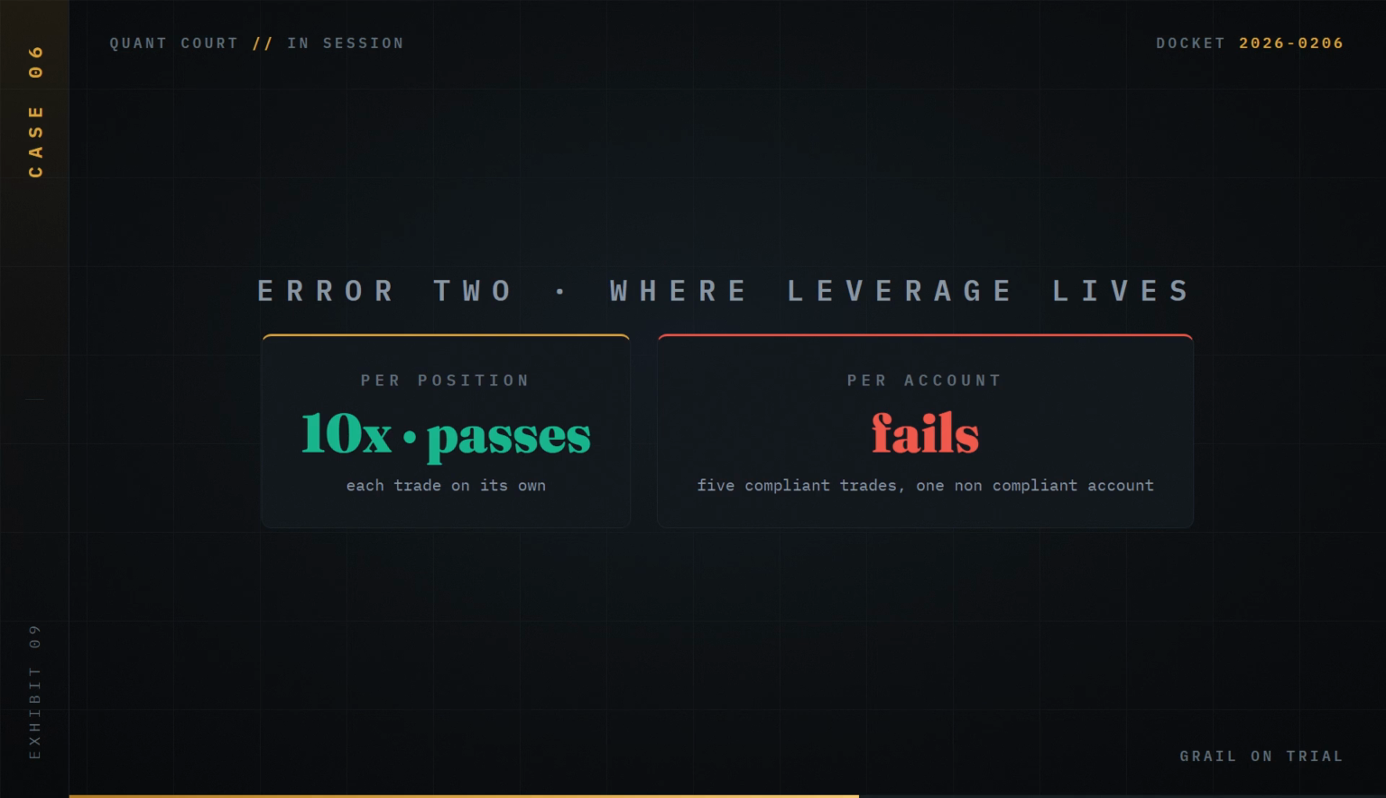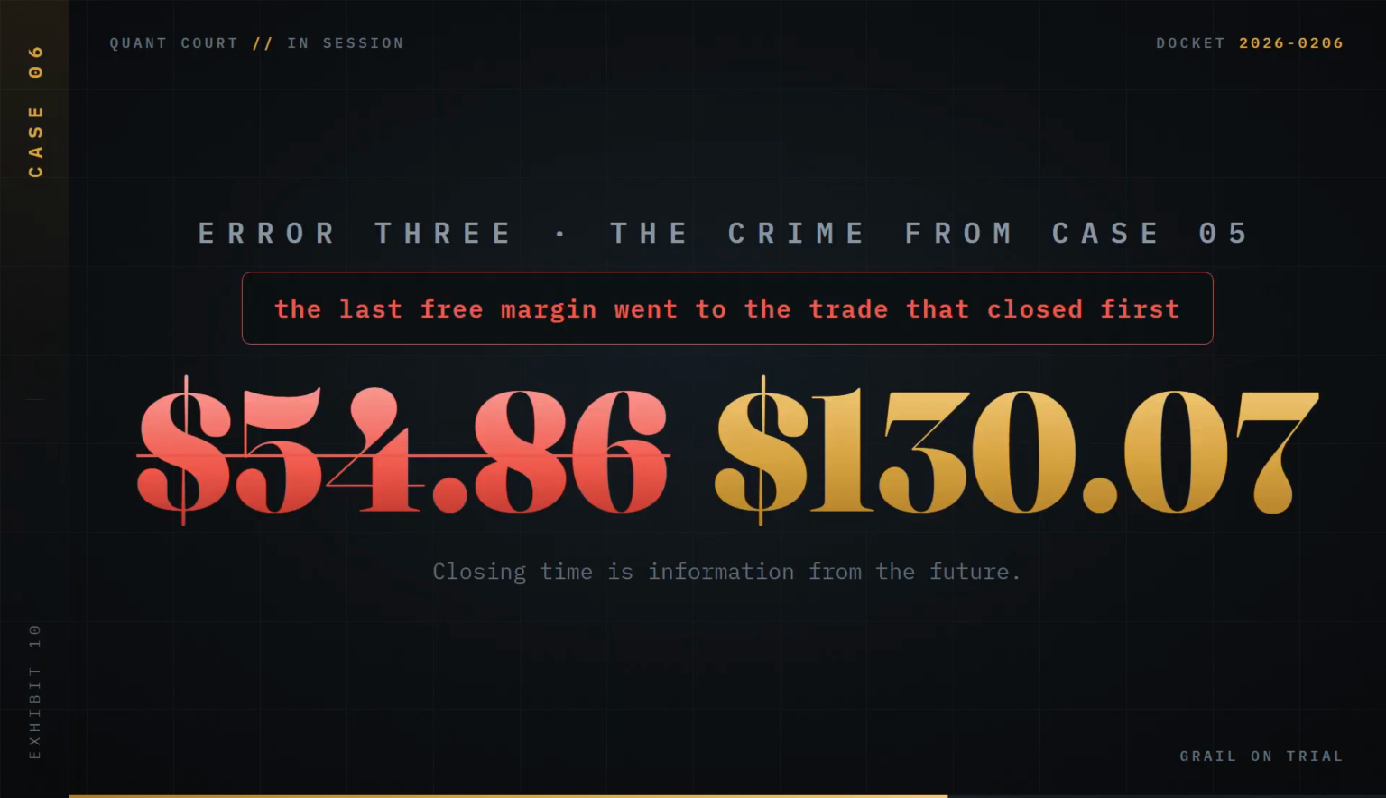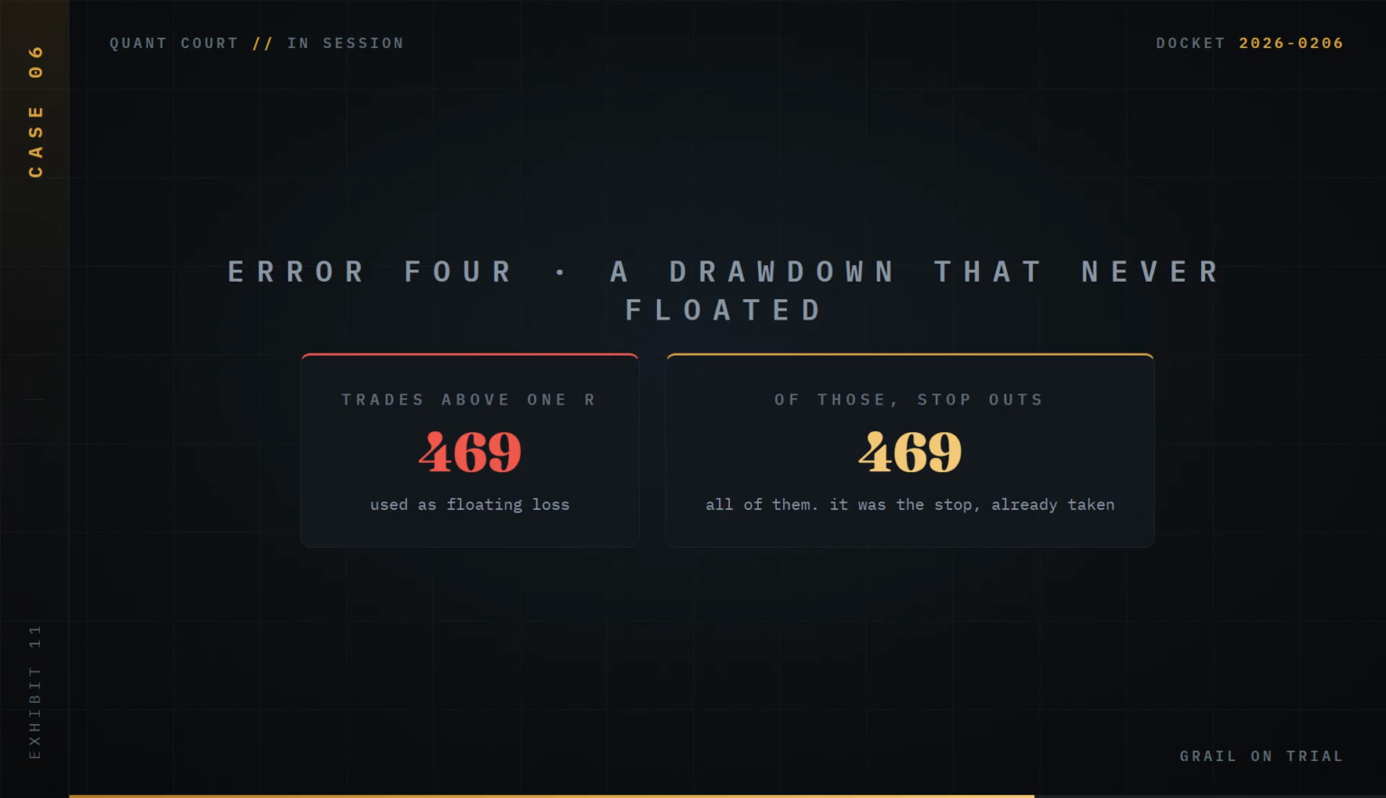Error 2. We checked leverage per position. Each one passed the 10 times limit on its own. Together they did not. Leverage belongs to the account, and 5 compliant trades add up to 1 non-compliant account. Error 3 is the one we already convicted ourselves of. In case 5, we caught our own backtest reading the future. Here it happened again in one line. When 2 signals wanted the last free margin, our code gave it to the trade that closed first. Closing time is information from the future. We were handing the slot to the winner. That line changed the result. 54.86 against 130.07.